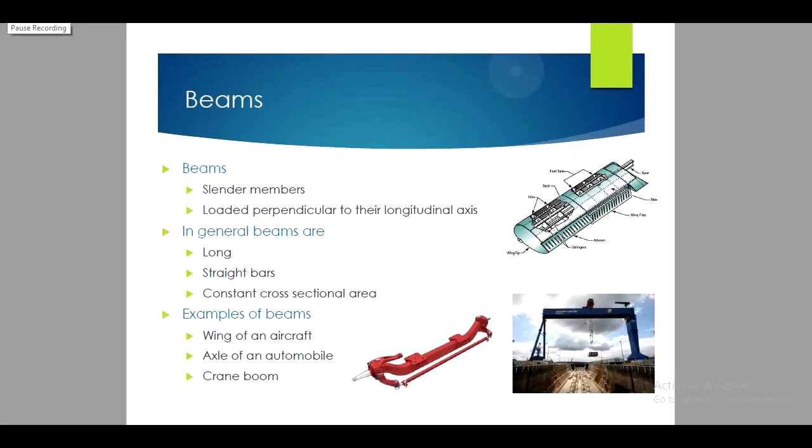Beams and shafts are important structural and mechanical elements. Beams have numerous applications, whether it's a bridge, an automobile, or any other mechanical system. Generally speaking, beams are slender and they are loaded perpendicular to their longitudinal axis. They are long, straight, and mostly they have a constant cross-sectional area. Examples include the wing of an aircraft, the axle of an automobile, a crane boom, and many more.